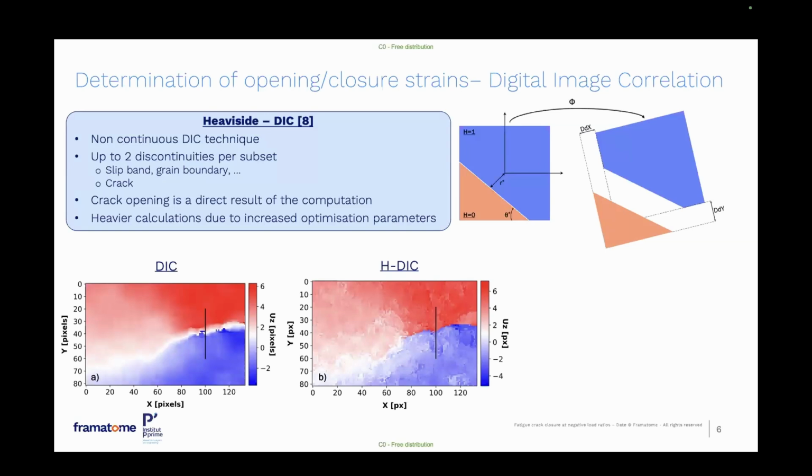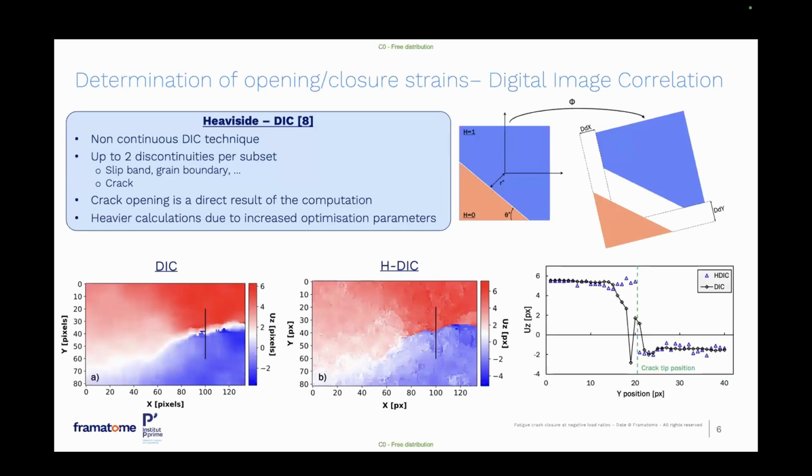So here you have a comparison of mapping obtained using the two techniques, the standard DIC and the H-DIC technique. For instance, here you have a comparison of the displacement along this direction using the two techniques. You can see that when using the standard DIC, the accurate position of the crack tip is not very easy to determine, while using the H-DIC technique, you have a clear definition of the crack tip location.